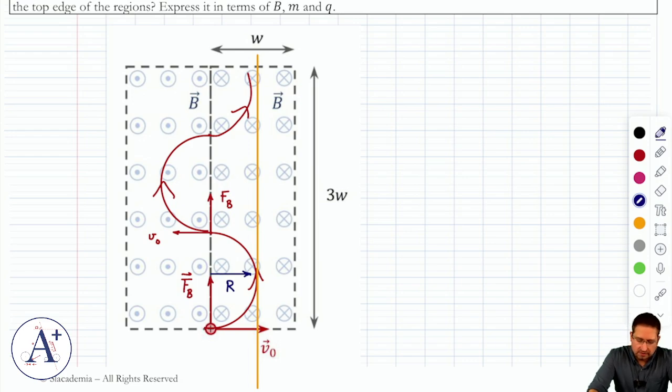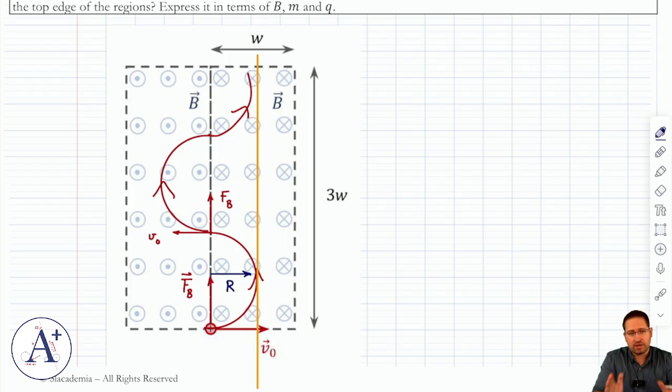So hopefully that makes sense. If it's not, rewatch it again and convince yourself, first of all, that that's the motion of the particle. And of course, to have that motion, it has to be in the magnetic field. So I want W to be wide enough on each side that it contains this path that we drew. Okay?